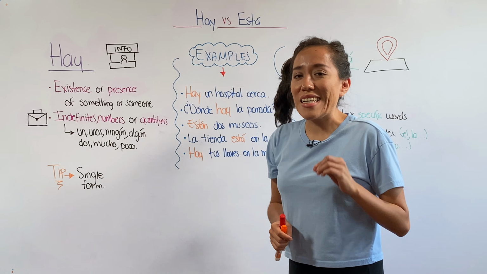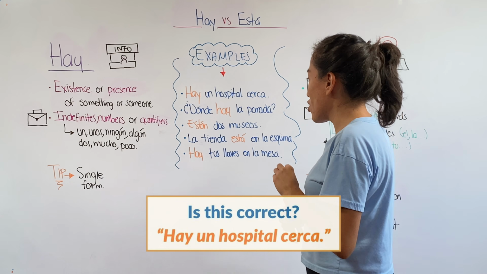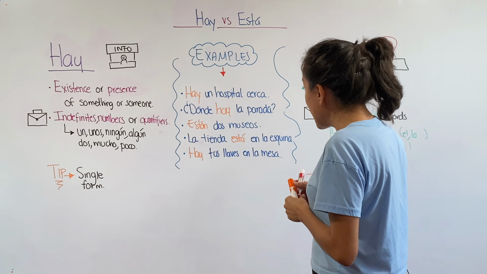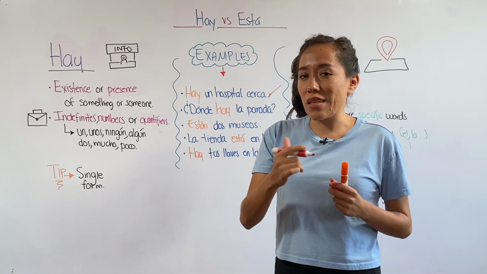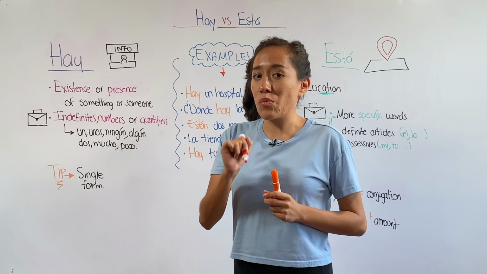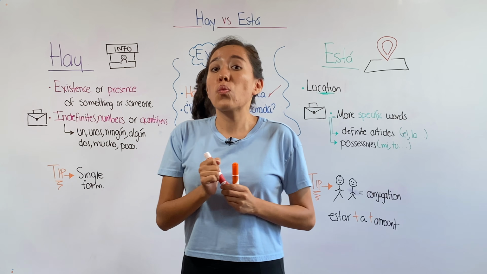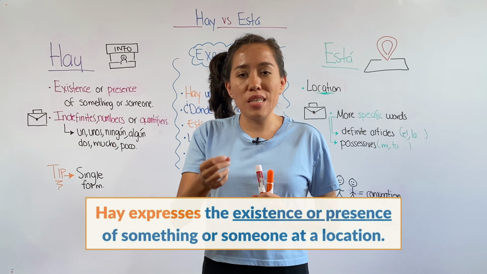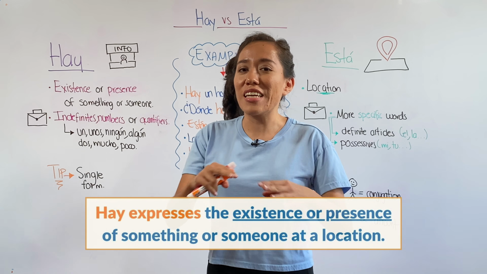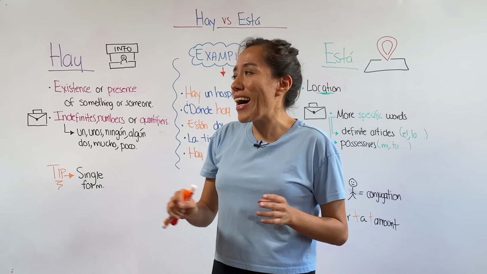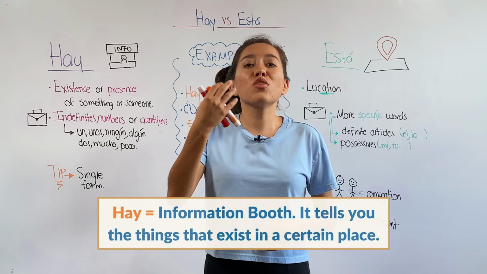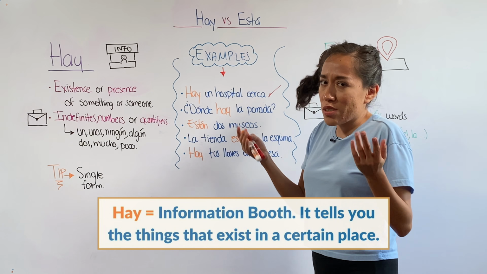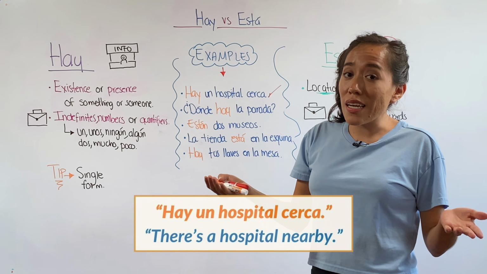I want you to check sentence number 1. Hay un hospital cerca. Is this correct or incorrect? Great, this is correct. And now that we're checking this example, let me tell you a little bit more about hay. In Spanish, we use the word hay to express the existence or the presence of something or someone in a place. I like to think about hay as an informational booth. It's going to tell you the things that exist in a certain location or place. For example, hay un hospital cerca.